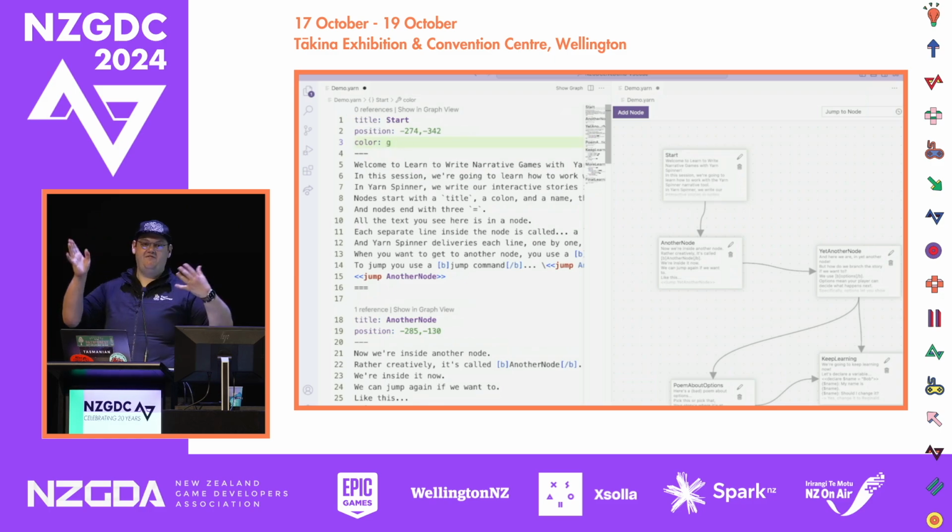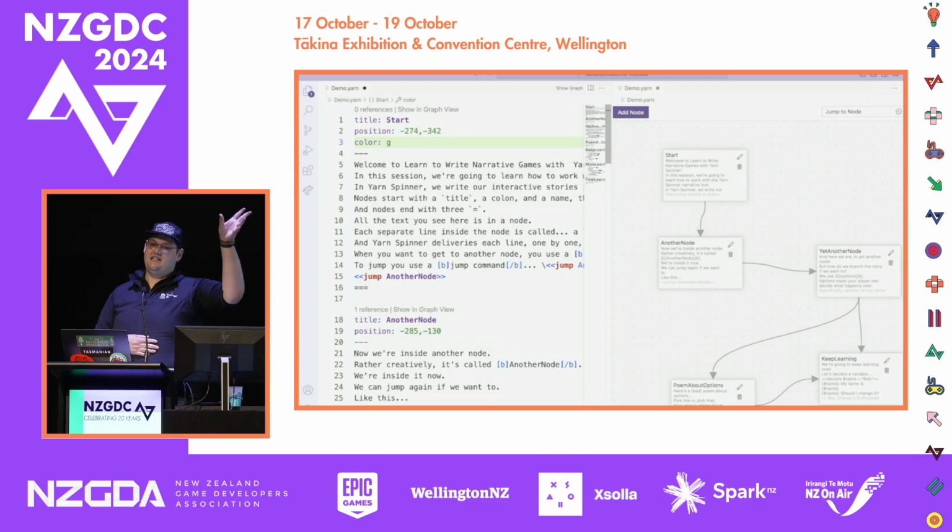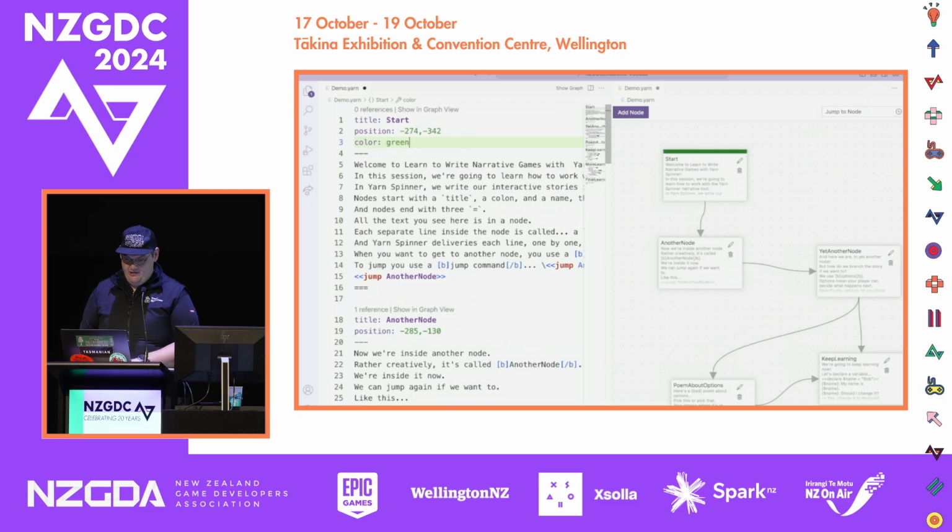That can be helpful to flag different nodes as certain things. Some people like to make the start of a story green and the ends red, and things like that. But you can use that however you wish. So we'll make that one green.